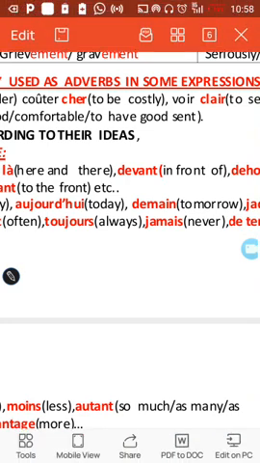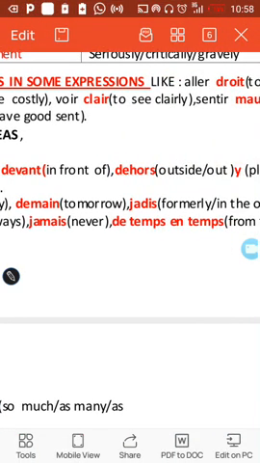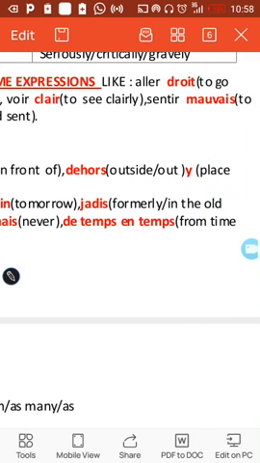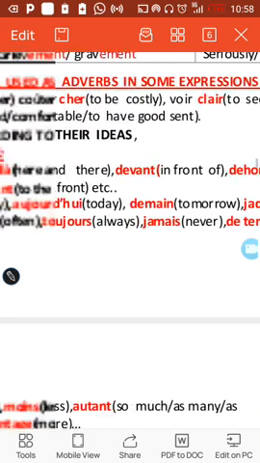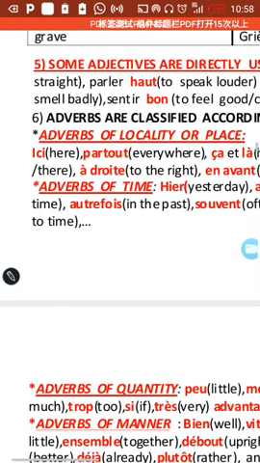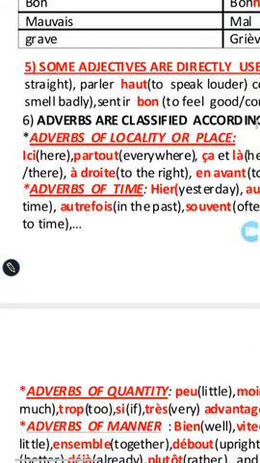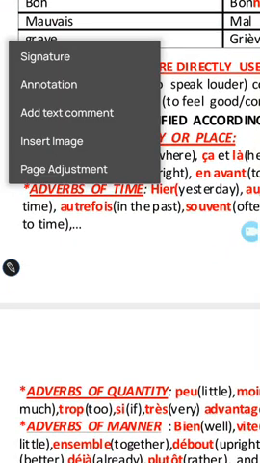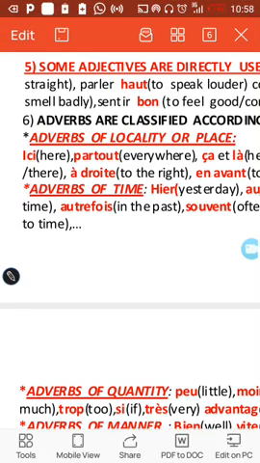Déjà, already; plutôt, rather. And all the adverbs that end with E-M-E-N-T. Adverb of affirmation, confirmation: oui, yes; certainement, certainly; volontiers, willingly.